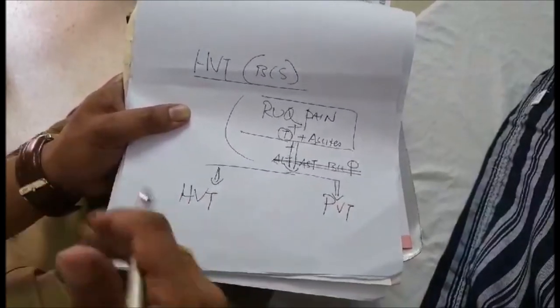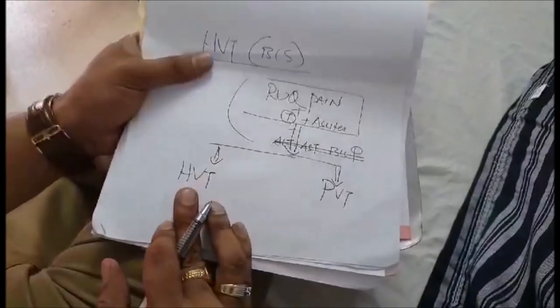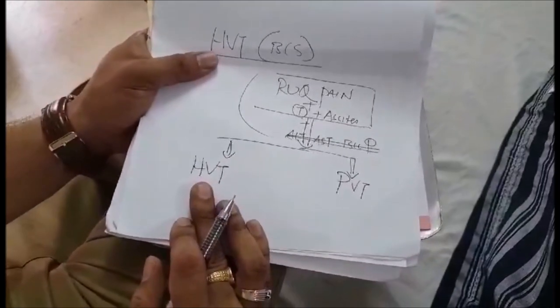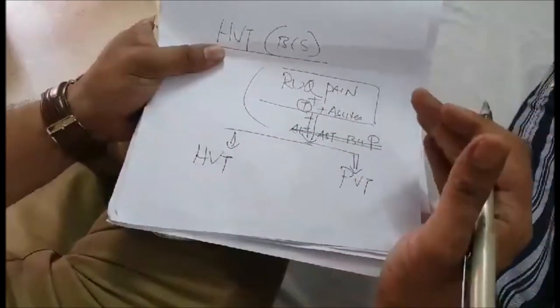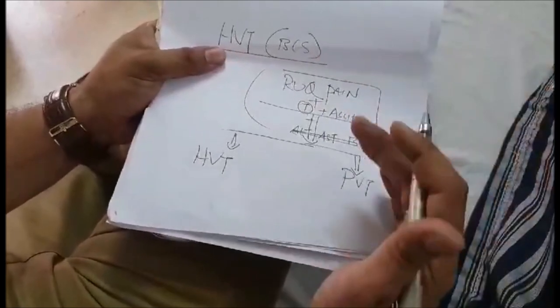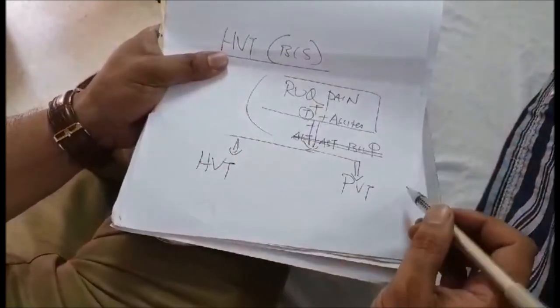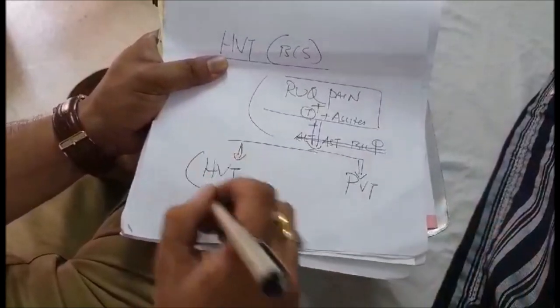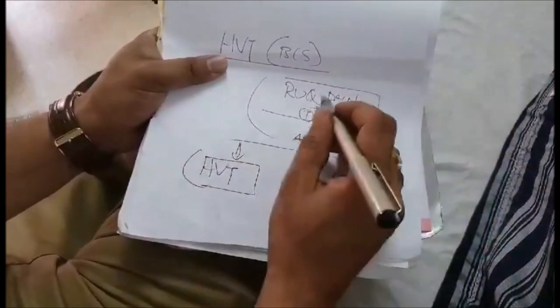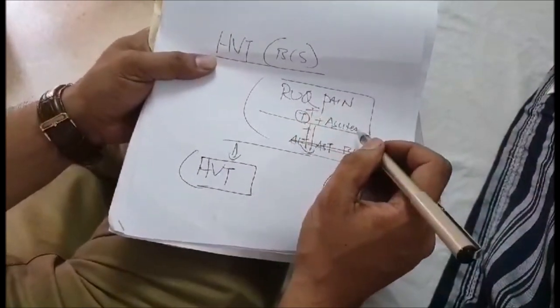On the background of some of the coagulation risk factors, there is a long list which I'll talk about in different video clips, so that you can understand when you need to think about a thrombotic tendency. What I'm saying is that HVT and PVT both present with right upper quadrant pain and tenderness with ascites.